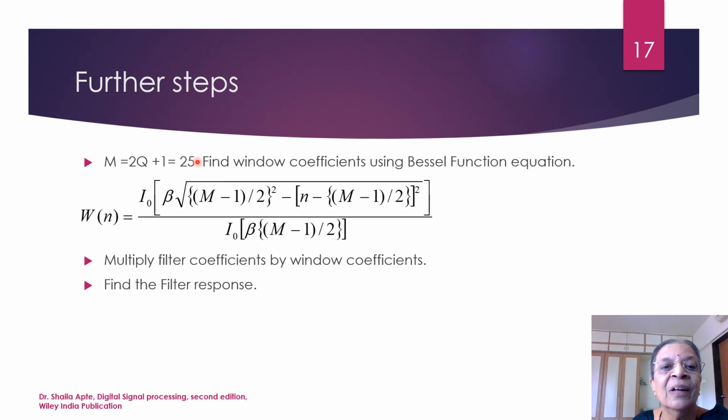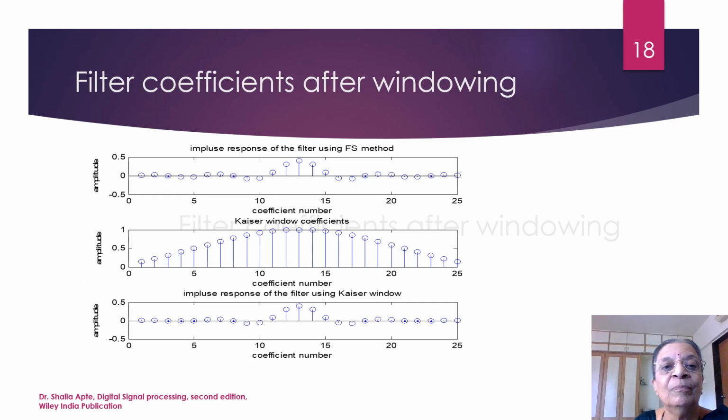specifications. And after I calculate this filter order, I know beta, I know the filter order, that is capital M. Then I can use this Bessel function equation and calculate the window coefficients. These are the Kaiser window coefficients. Now multiply these window coefficients by the filter coefficients, those we have already calculated using Fourier series expansion method. Now in this case the cutoff frequency is 1600. So accordingly Fourier series coefficients will have to be calculated again and then find the filter response.